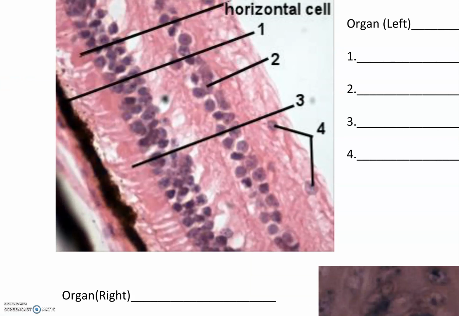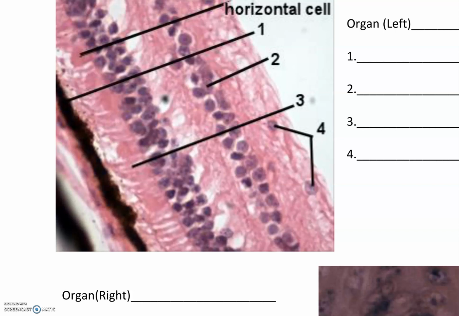So for this picture, I might ask you what organ. It would be a retina. I might be nice and let you say an eye. And we have our sclera back here, which isn't labeled. This is the choroid layer. This is our rods and cone layer. This is our bipolar layer. This is our ganglia layer.